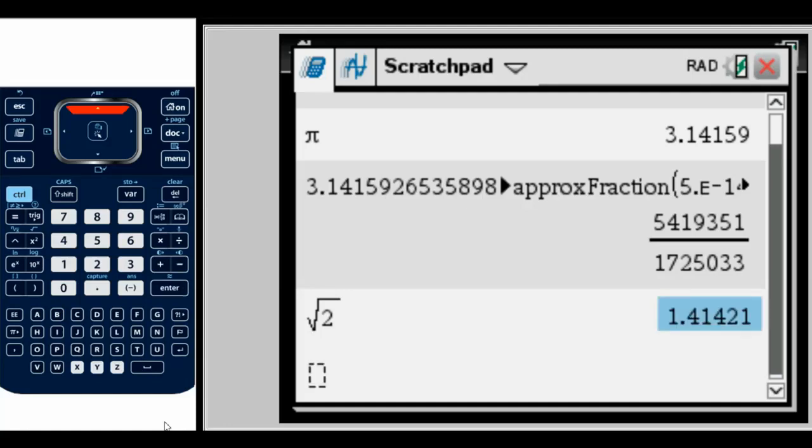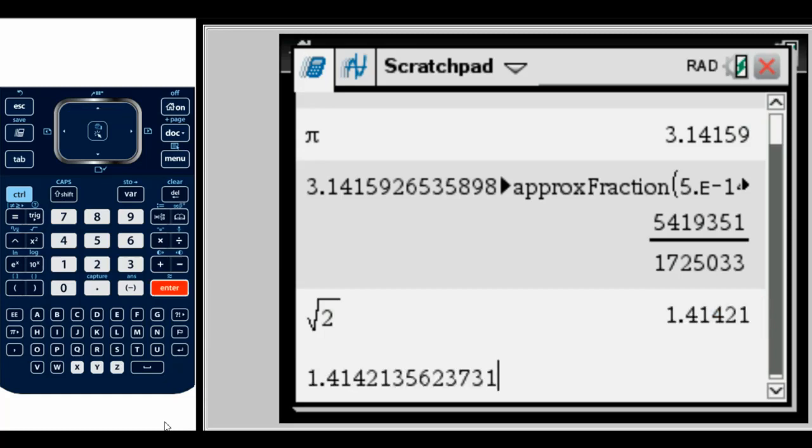The only exception to this would be if the strand was a repeating decimal. So if I hit enter and expand it further, you see that it's non-repeating. In other words, it's random and it's non-terminating. So we have 414-213-562-3731. When you see these random numbers, there's no pattern in it, then you know that it's irrational.